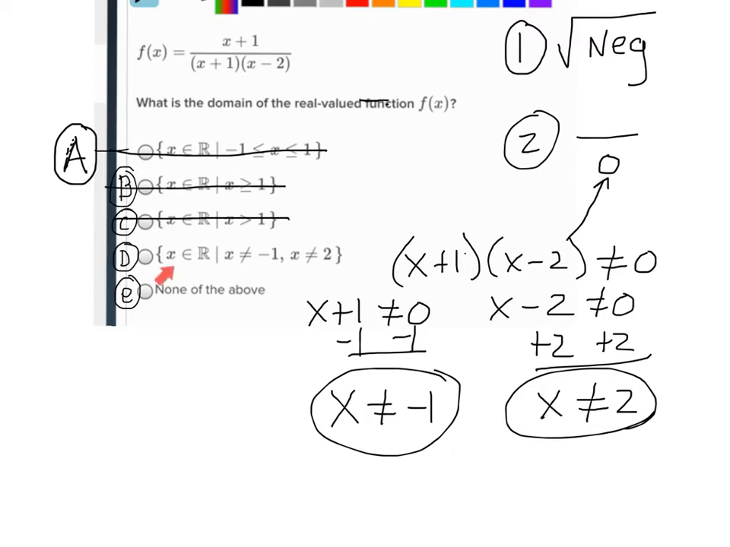Look at D. D says x can be any real number as long as x is not negative 1 and x is not positive 2. Well, that's your answer right there.